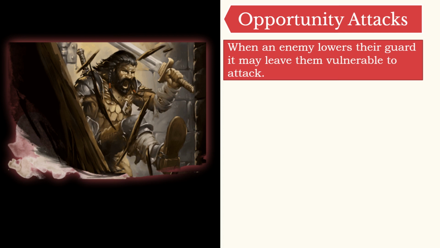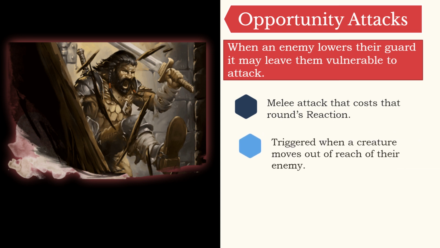When an enemy within your reach lowers their guard, they become vulnerable to you taking advantage of them and striking. This is called an opportunity attack. Opportunity attacks are melee attacks, they cost your reaction for that turn, and are triggered when an enemy steps out of your reach. This is an interrupt action, meaning that it interrupts your enemy's movement.